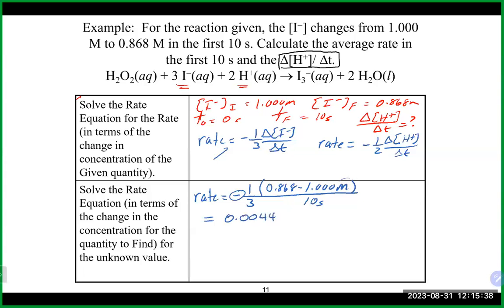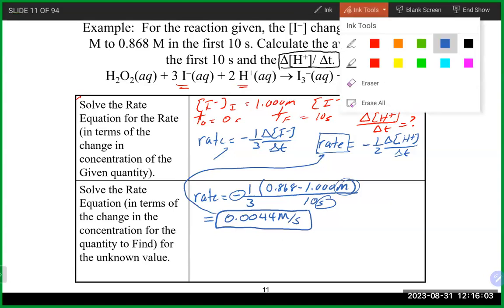will give us a rate of 0.0044. The units are molarity on top, seconds on the bottom, molarity per second. This would be the average rate for this particular reaction, right? How everybody's changing over the period of time. Any questions on that so far? That number is good because that is this number right here, right?